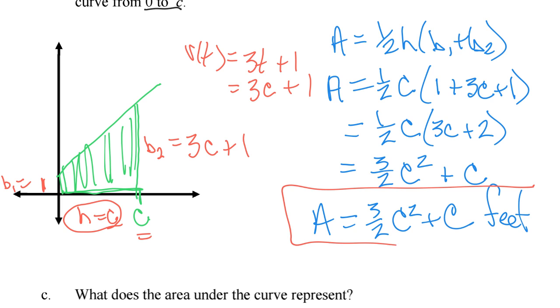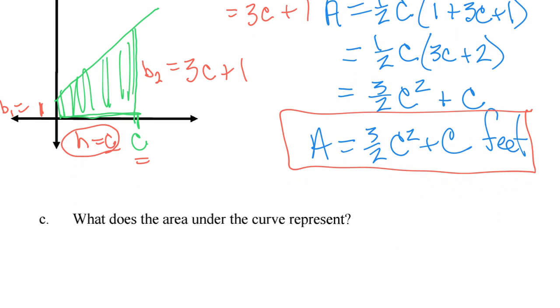Okay, well, what does this mean? Part C, what does the area under the curve represent? Again, this represents distance. So the area under this trapezoid for some value c, again, represents the distance traveled.